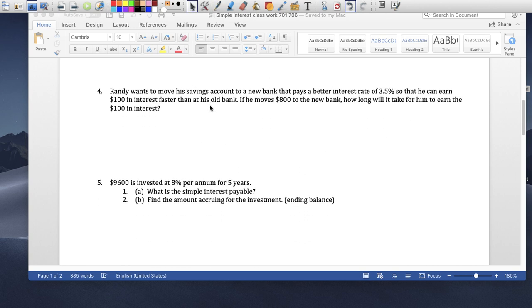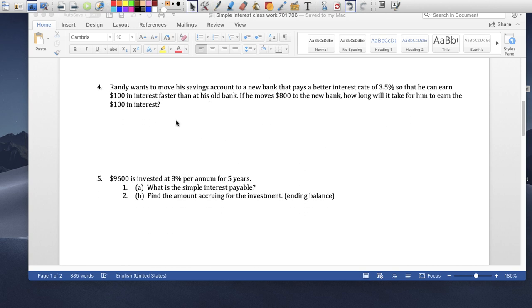Number 4, Randy wants to move his savings account to a new bank that pays a better interest rate of 3.5% so that he can earn $100 in interest faster than his old bank. If he moves $800 to the new bank, how long will it take for him to earn the $100 in interest? So let's underline that, let's circle that, and let's circle that. And also, we're going to circle this, how long.